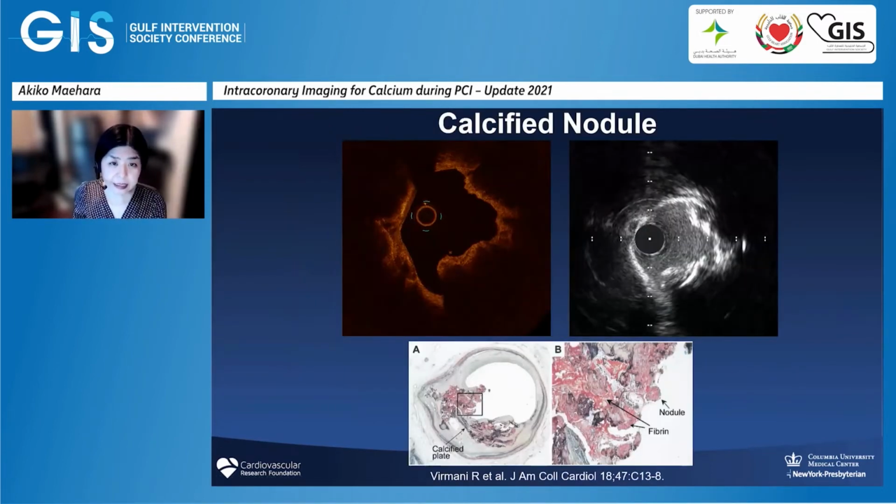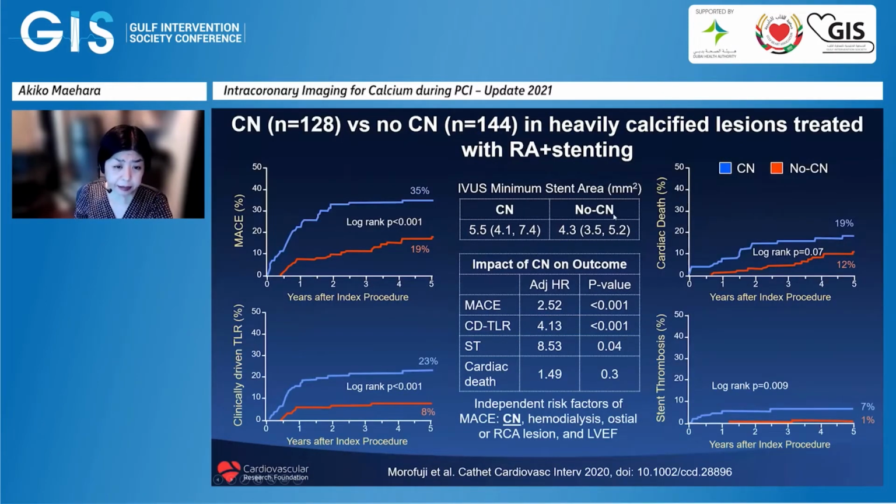Last year and this year, we learned a lot about calcified nodule. The calcified nodule can be seen as an irregular shape of the surface with acoustic shadow by IVUS and attenuation by OCT. In pathology, the calcified nodule is really an accumulation of small nodular calcification, which protrudes into the lumen.